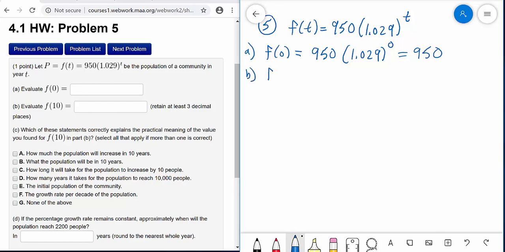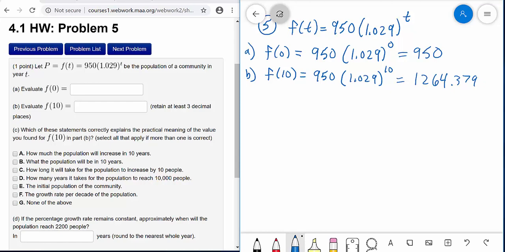For part B, we have to find f of 10. So this would represent the population in year 10. So we just have to put a 10 in for the exponent t, and evaluating this expression, we get 1,264.379. Again, I'm going to use at least 3 decimal places when entering our answer.